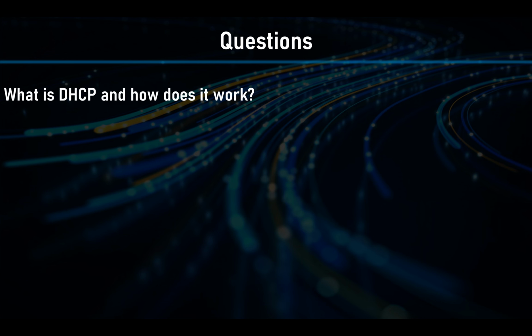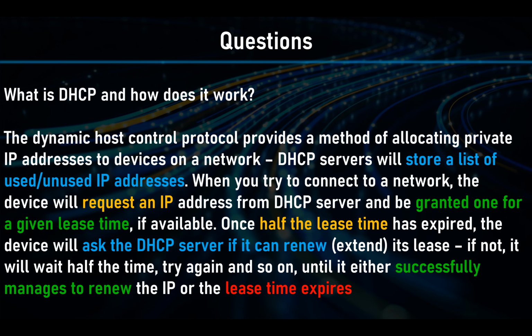Alright, and then maybe the final question, so what is DHCP and how does it work? Alright, so huge one. So the dynamic host, this shouldn't be control, that should be configuration. The dynamic host configuration protocol provides a method of allocating private IP addresses to devices on a network. So that's going to be what it is. Then how does it work?